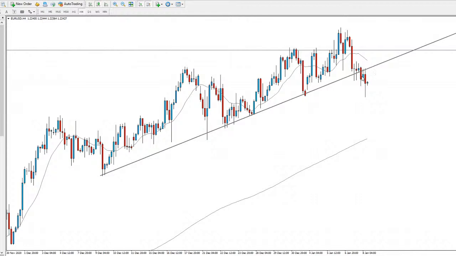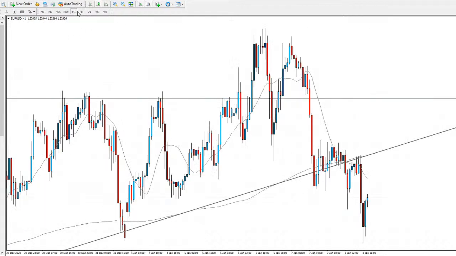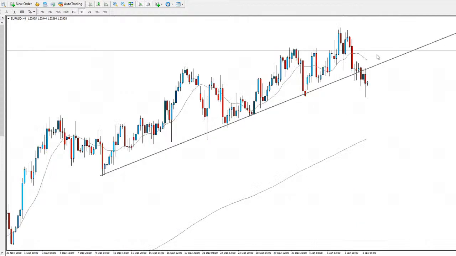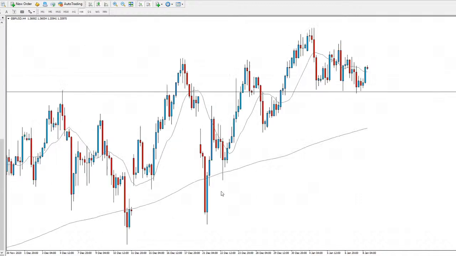So probably going to see some pullback from Euro USD. We've recently had a big push to the downside there on the hourly as well. So probably going to be seeing some brief movements to the upside before probably seeing another push back lower. Next, we'll take a look at GBPUSD.